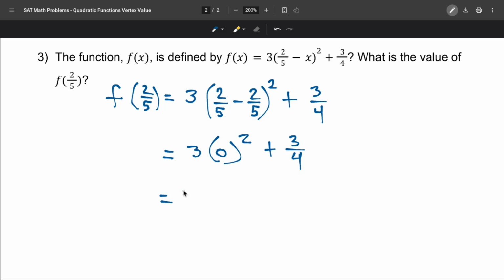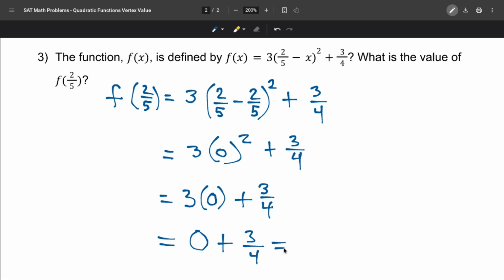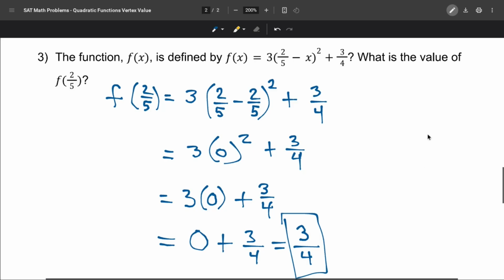That's right, because 0 squared is 0 times 0, so it's just 0. So 3 times 0 plus 3/4. Again, 3 times 0 is 0, so 0 plus 3/4 equals 3/4. So the solution here is going to be 3/4. That's our solution for problem 3. Let's try one more.